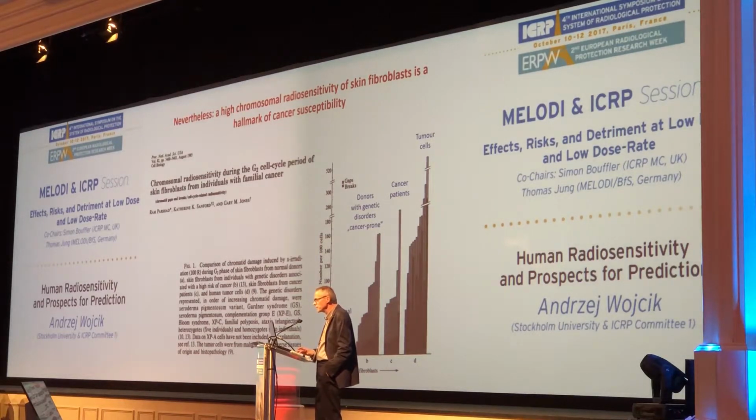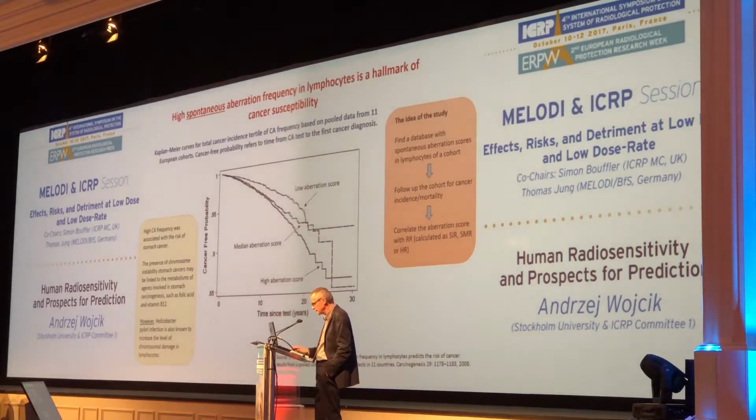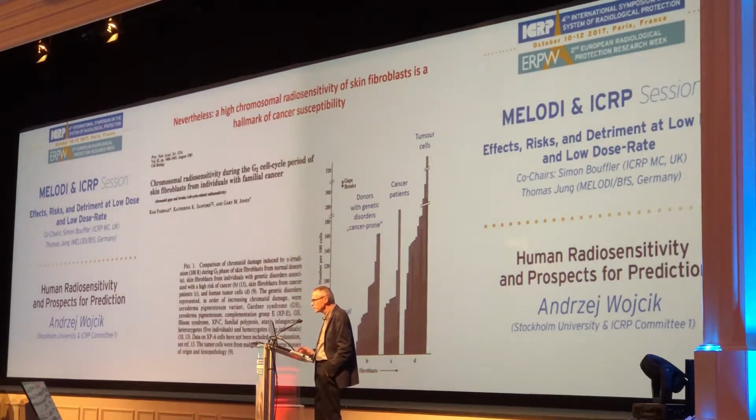And what they found was, what you have here is the number of aberrations per 100 cells on the y-axis, and then you have normal donors, you have donors with genetic disorders which are cancer-prone, cancer patients, and then you have tumor cells. And you see that you have more individuals with a higher aberration score among these, in this cohort as compared to normal donors, and in this cohort as compared to normal donors, and of course in cancer cells. Cancer cells are genetically unstable, so this is what you would expect.